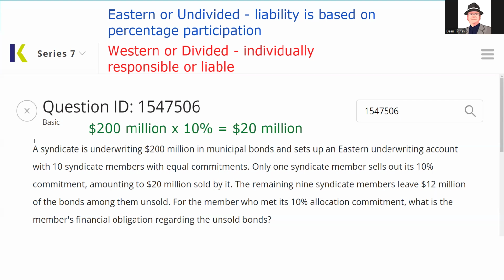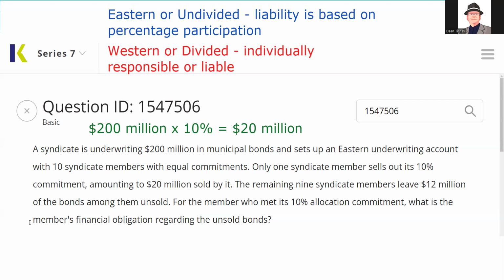So as the managing member of the syndicate, first among equals, I'm going to call you and I'd say, hey, I'm doing reallocation. And you said, hey, I did 20 million. I said, well, that's not how it works. The syndicate has $12 million worth of bonds that I'm reallocating. And you're on the hook for 10% of that. So here's another 10% to chew on.